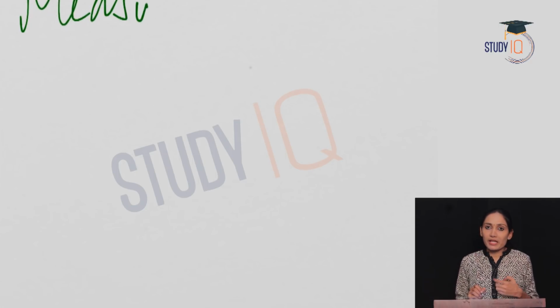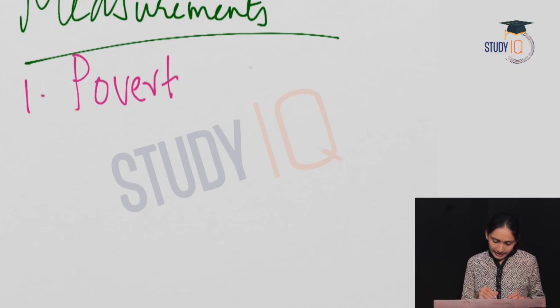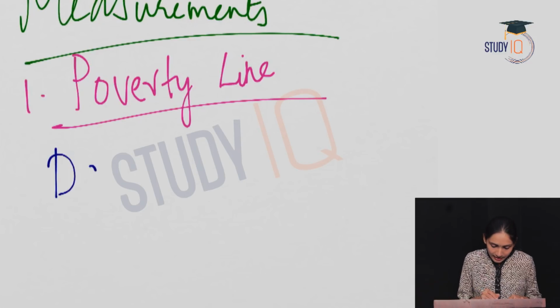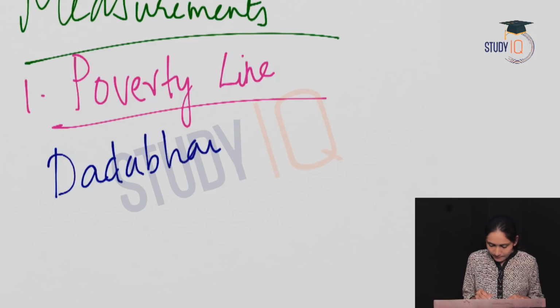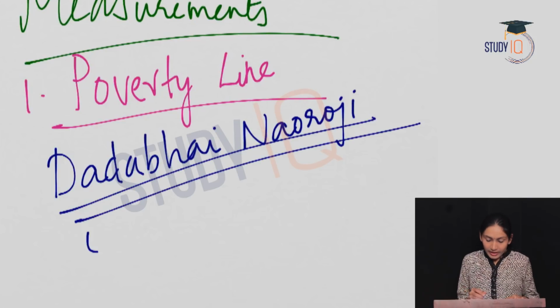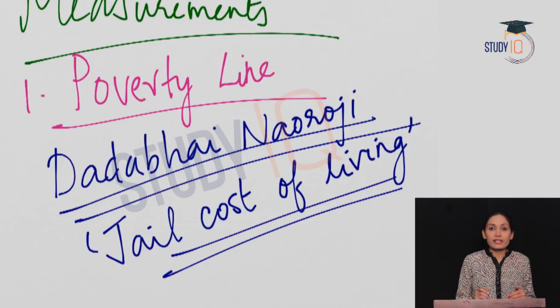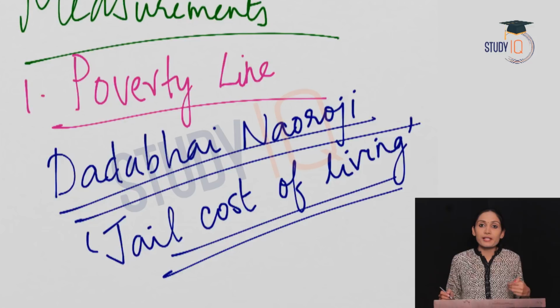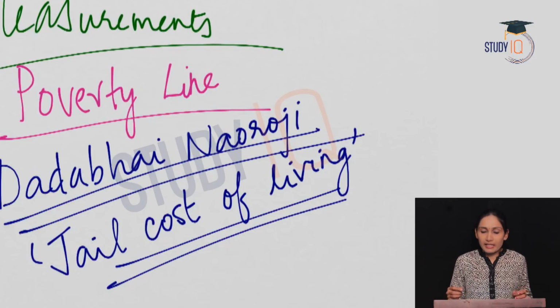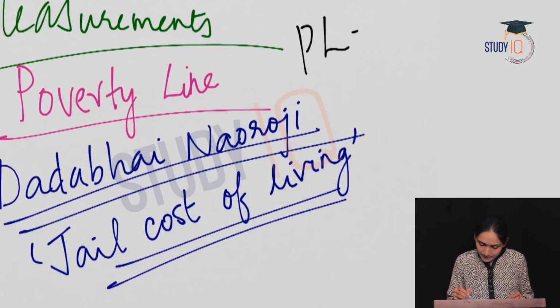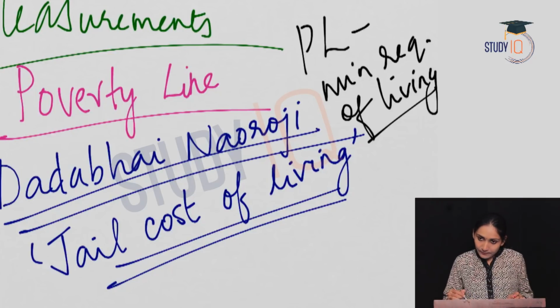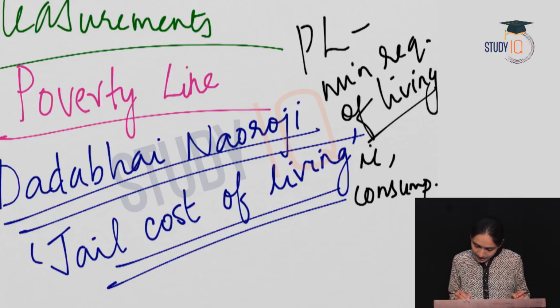Let us see what are the measurements of poverty. The poverty line. In pre-independent India, Dadabhai Naoroji was the first person to discuss the poverty line. He coined the term jail cost of living. In post-independence India, the poverty line concept came along with the concept of minimum requirements for living, that is, the minimum consumption expenditure.